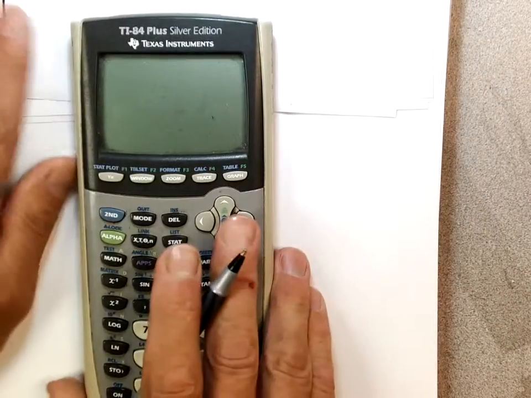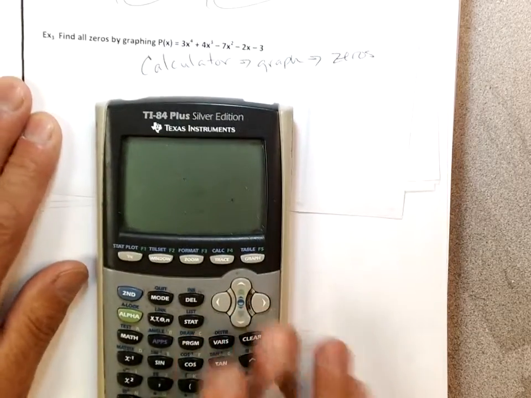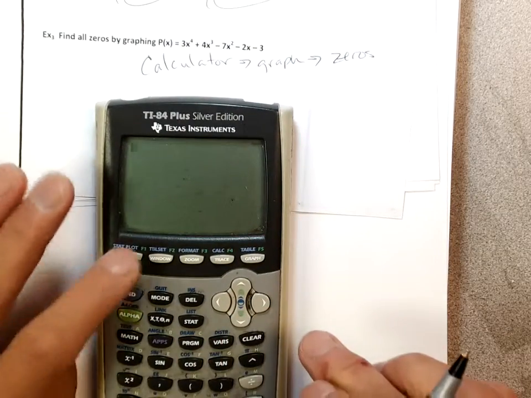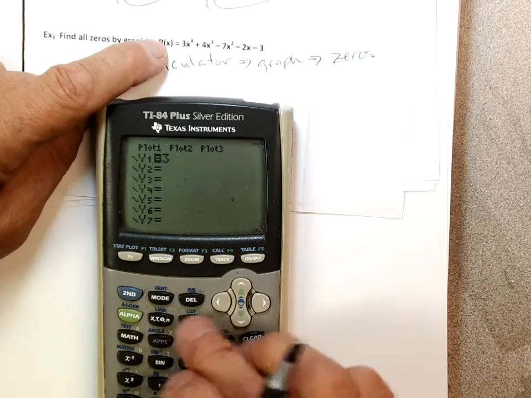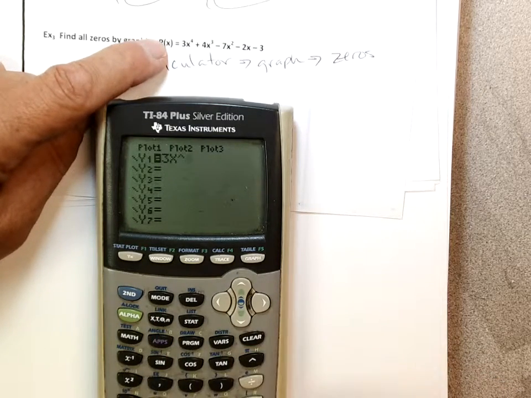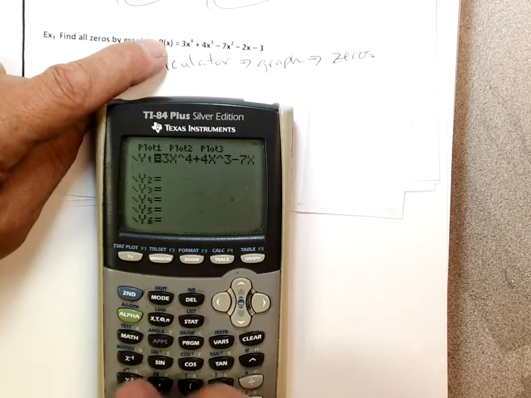So do we see that? Okay, wait, let's go. Okay. So I'm going to go to my y equals. I'm going to type 3x to the 4th plus 4x to the 3rd, subtract 7x squared minus 2x, subtract 3, okay?